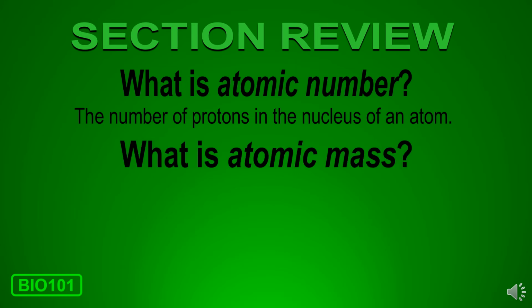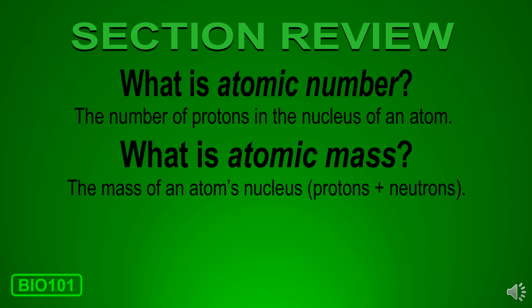So then what is the atomic mass? Well, we know that the atomic mass pertains to the nucleus of the atom where we have protons and neutrons. And so the atomic mass is the addition of protons and neutrons. In the case of carbon, 6 protons, 6 neutrons, we have an atomic mass of 12. So the mass of an atom's nucleus is the number of protons added to the number of neutrons.